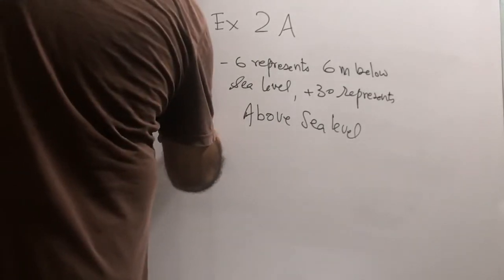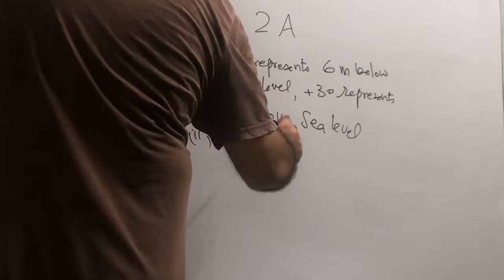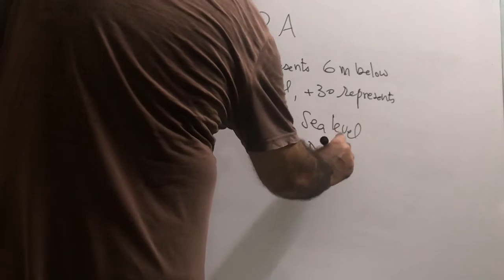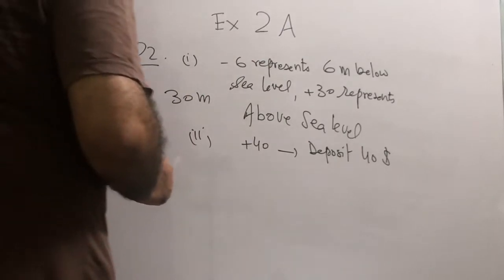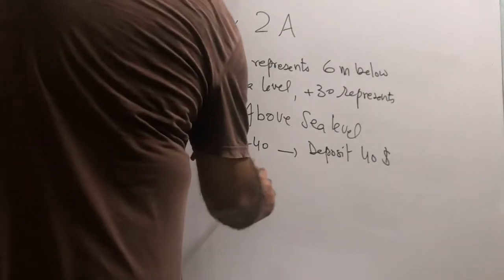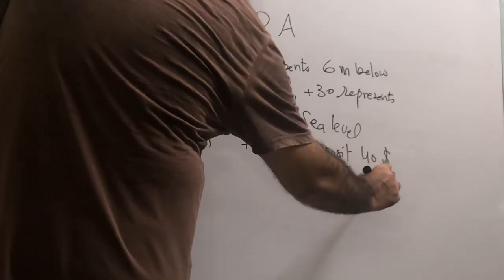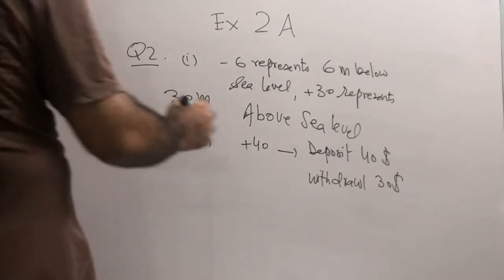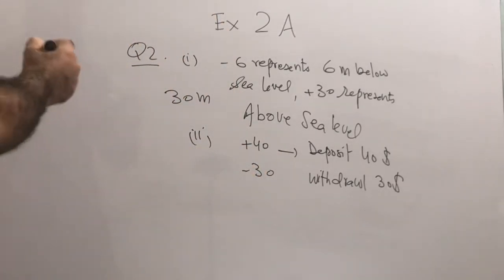Number 2 says if plus 40 represents depositing $40 in the bank, then a withdrawal of $30 is represented by, if we have withdrawal, this is deposit, so for withdrawal we need to assign it a negative sign, so it will be minus 30. Minus 30 means $30 withdrawal from the bank. Okay.